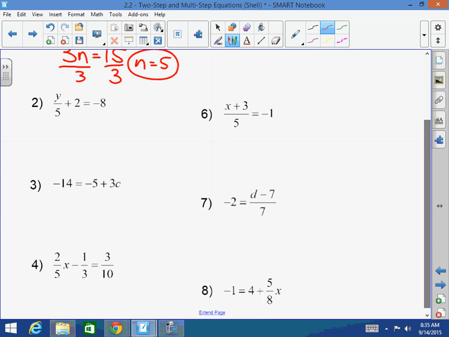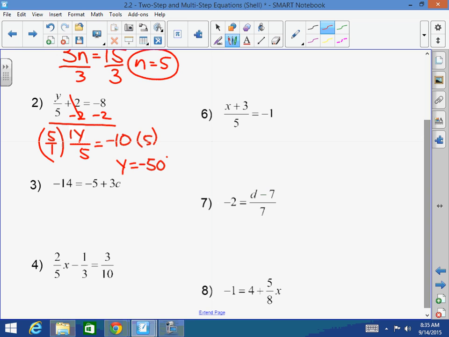Number 2. I have y over 5 plus 2 equals 8. So I want to get rid of that positive 2, so I'm going to subtract 2 from both sides, and I've got y over 5 equals negative 10. Now I want to get rid of that 5 that's being divided to the y, and I get rid of division with multiplication. If you think about it, there's an invisible 1 in front of that y. So I'm going to multiply by the reciprocal. I'm going to multiply both sides by 5, giving me y equals negative 50. And of course, when in doubt, you can always plug that in and see if it works.